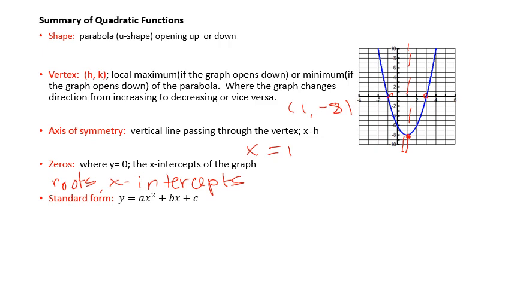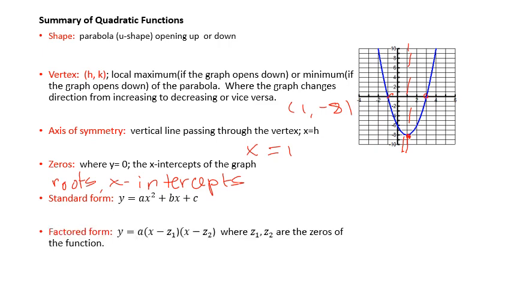Standard form of the quadratic equation, we saw this when we were factoring, is y equals ax squared plus bx plus c. There's also factored form, which is really useful. So factored form is just if the equation above was factored, so the coefficient a would come out, and then we would have x minus z1 times x minus z2, where z1 and z2 are the zeros of the function. So they're where y would be 0.